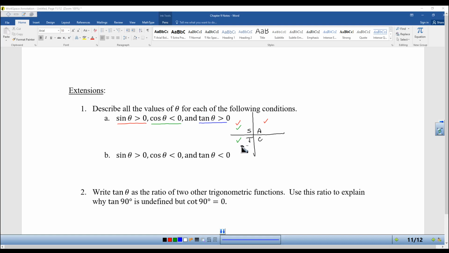And where is tangent greater than 0? Tangent is greater than 0 in quadrants 3 and 1. So there isn't a single place where I had all three of these be true at the same time. So there's no solution for this one.